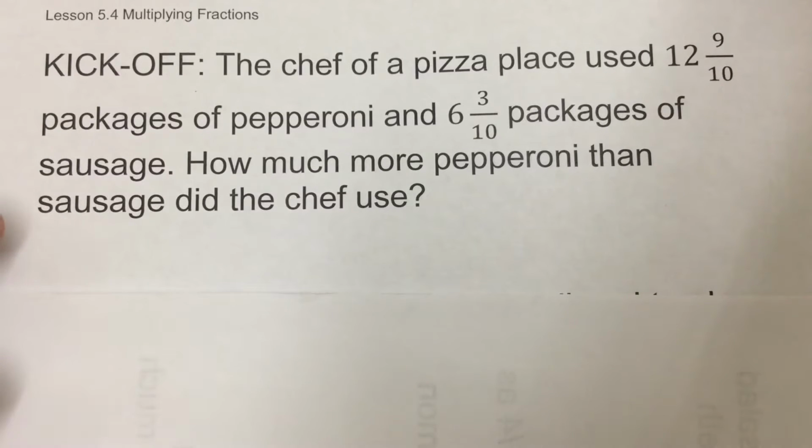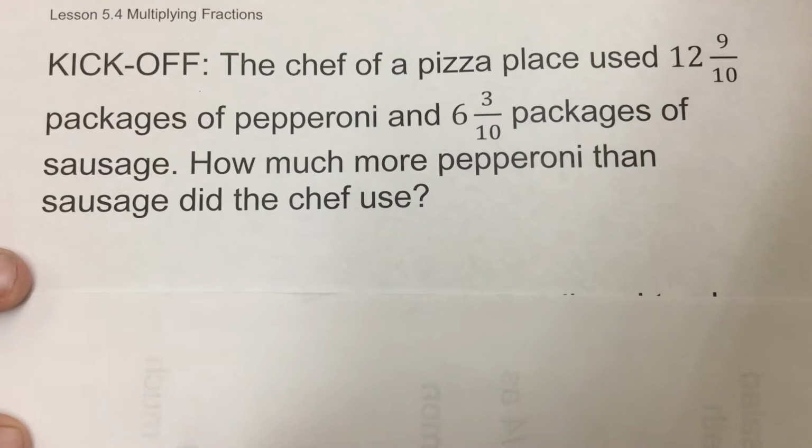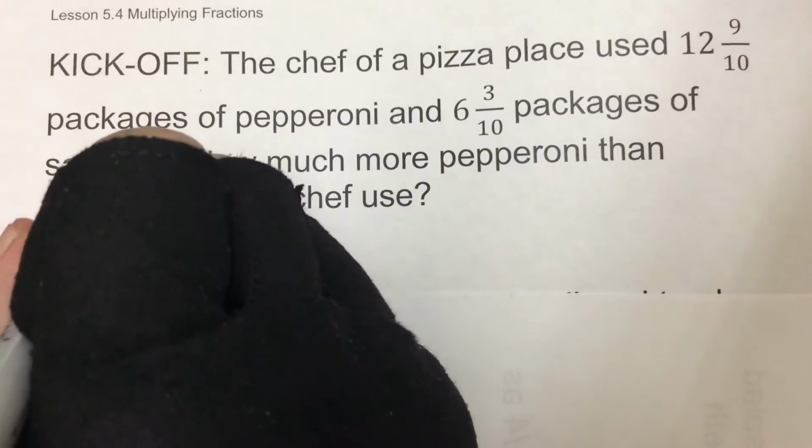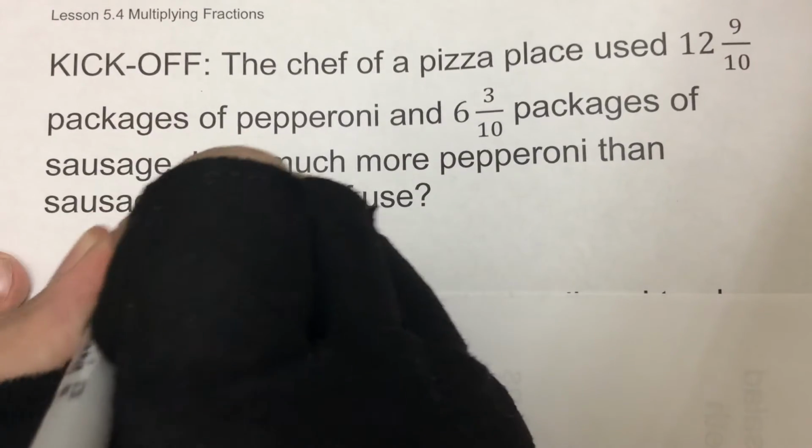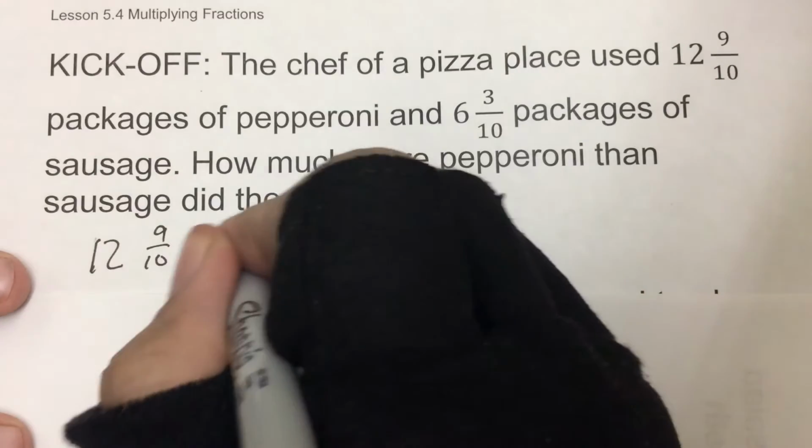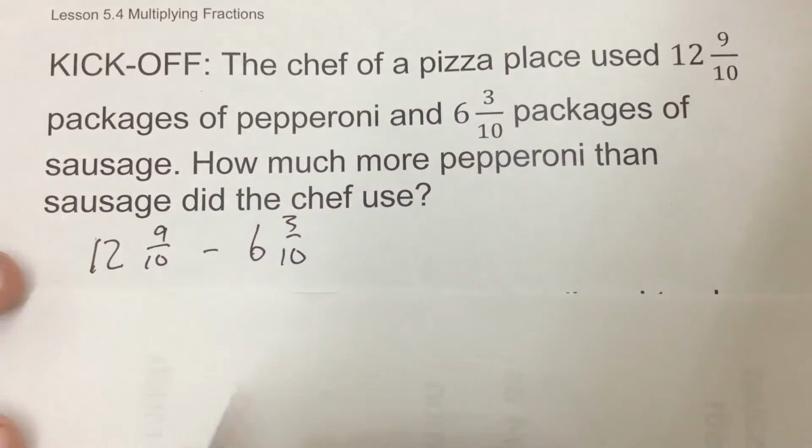Well, the how much more, again, those are key words saying, hey, we're going to subtract them to find out the difference between the two, to know how much more pepperoni the pizza place uses than it did sausage. So 12 and 9/10 minus 6 and 3/10.